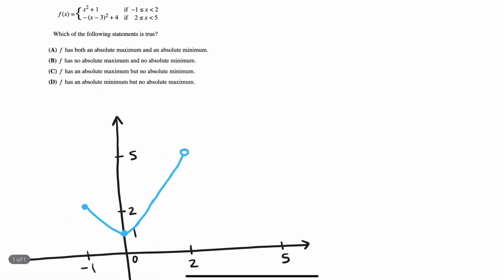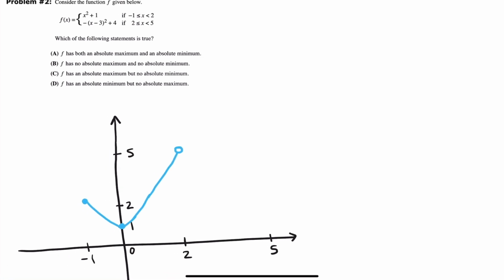Now, what about the second function, which is -x minus 3 squared plus 4? So what happens when x is equal to 2 for that function? So when x is equal to 2, the function is equal to 3, because if we do 2 minus 3 squared plus 4, that is 3. So we can plot 3 here. I'm going to use a different color, maybe the green. We'll put a closed circle because it's actually defined there.